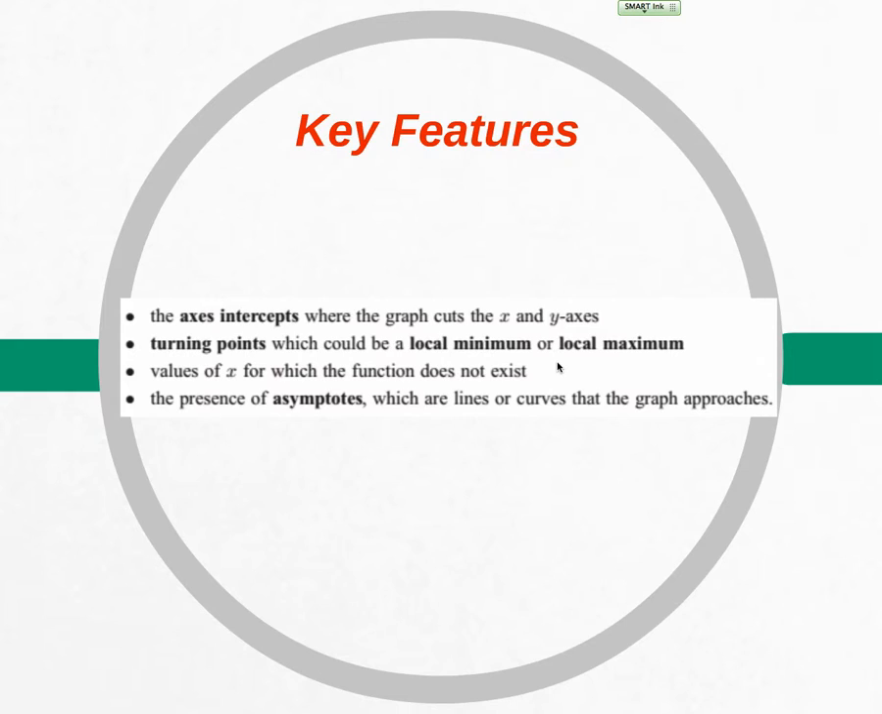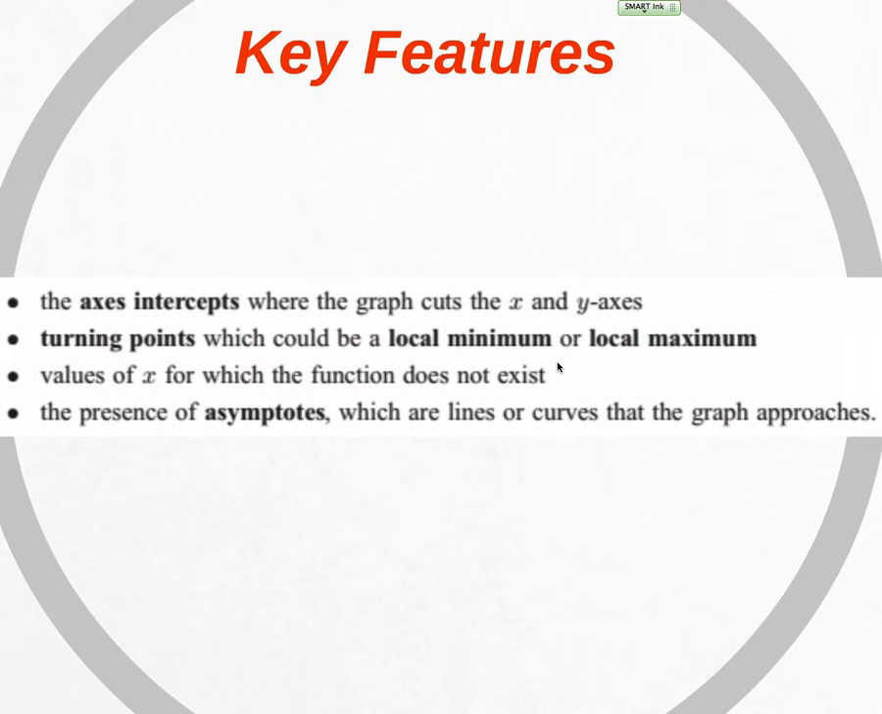So key features, again, this is straight out of your textbook. We know about the axes intercepts, so that's where the graph cuts the x and y axis. We've looked at this prior to today, this year. We know we can find those intercepts graphically by actually graphing it, looking at the graph and looking for where it crosses the x and the y. We also know that we can substitute in 0 to find these intercepts. If I want to find out where it crosses the x, I plug in 0 for y. If I want to figure out where it crosses the y, I plug in 0 for x. So we've done these both graphically and algebraically before.